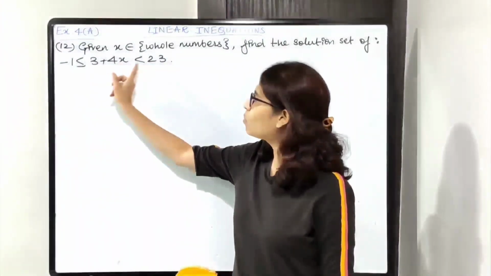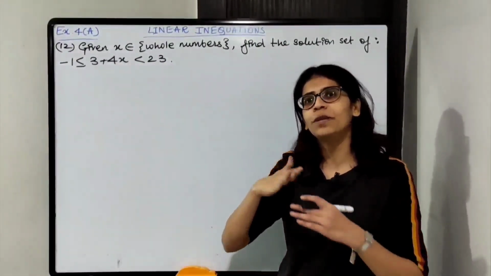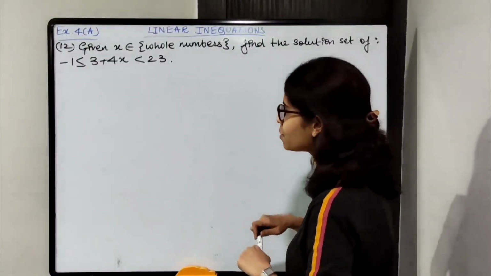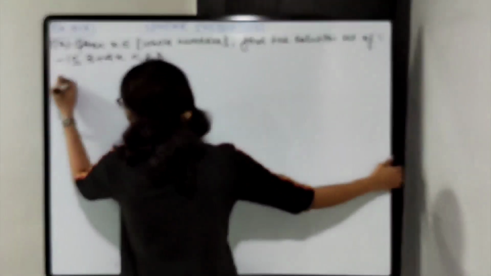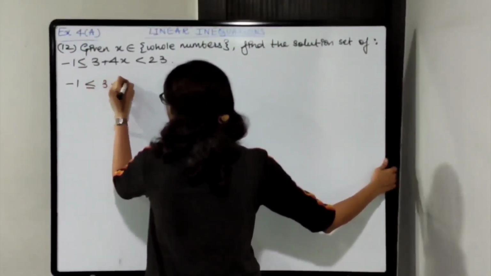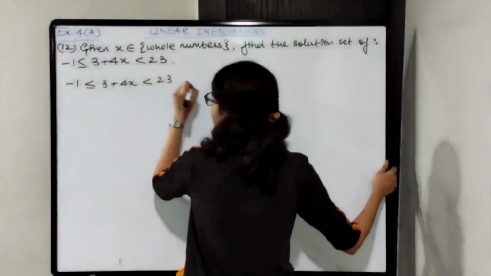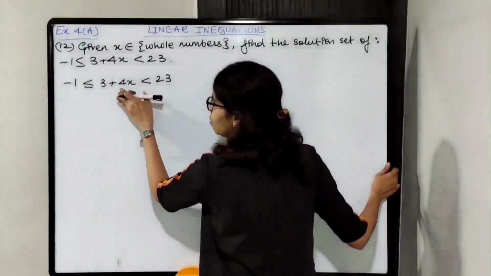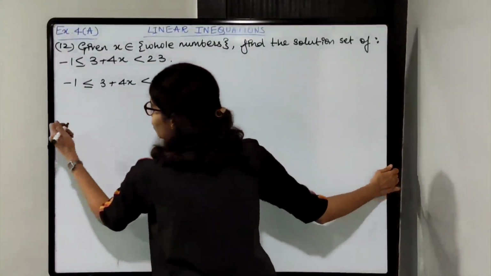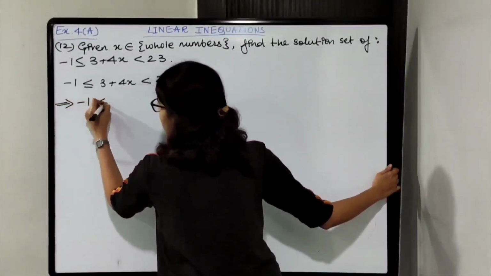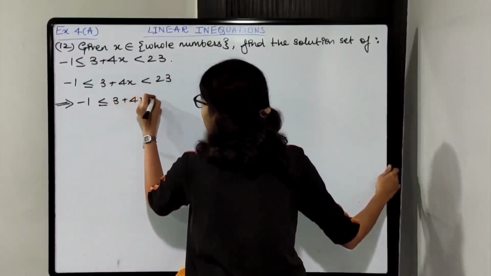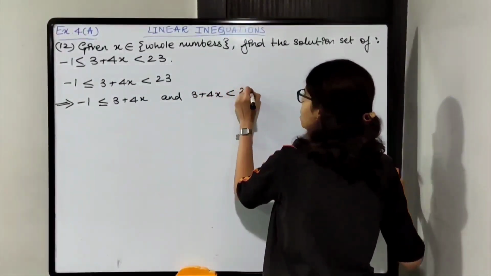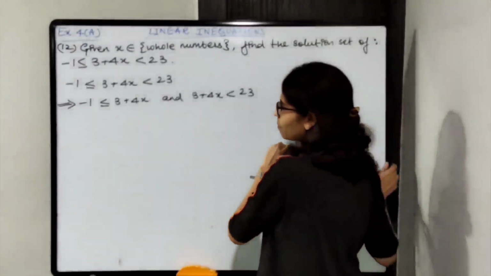So this question is similar to the previous question. Again we have two inequalities वाला sign. So what are you going to do? You are going to break into two parts. Okay. So write down the entire thing first. Minus 1 is less than or equal to 3 plus 4x which is less than 23. So first we will solve this. ये वाला consider करेंगे and then this. Okay. So minus 1 is less than or equal to 3 plus 4x and 3 plus 4x is less than 23.